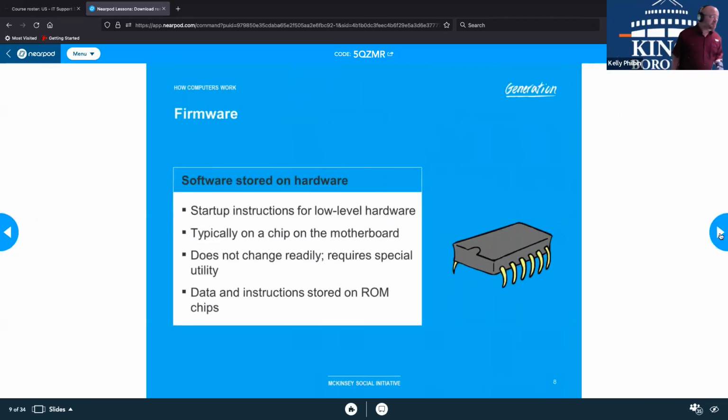All right, firmware. Like we talked about, the BIOS, or basic input output system, has the startup instructions for low-level hardware. Where does it go to look for everything? And this is typically a chip that is soldered directly onto the motherboard. Typically does not change readily and requires a special process or utility in order to be able to change or update the programming instructions that are on the chips themselves.